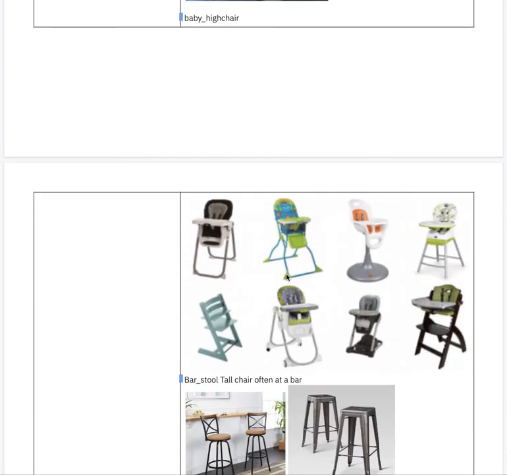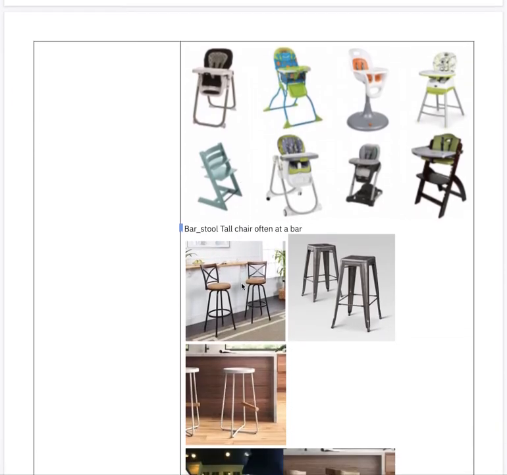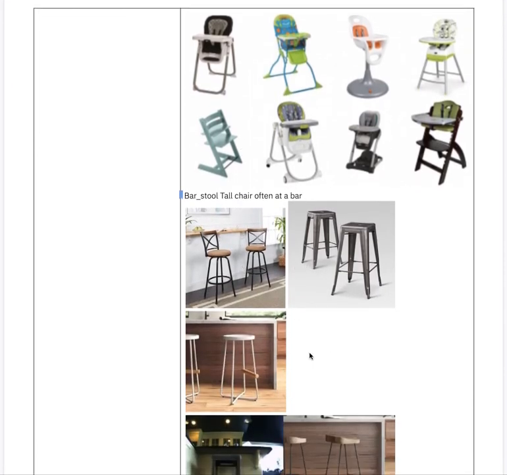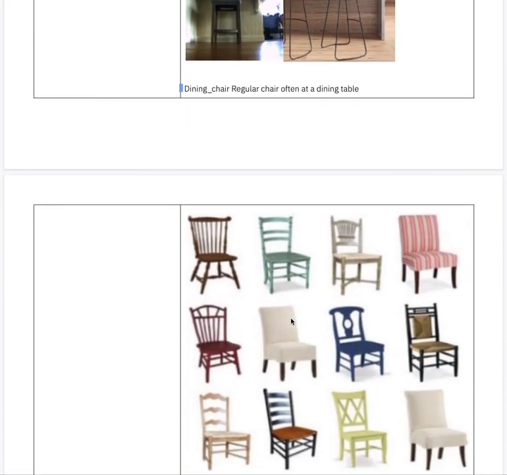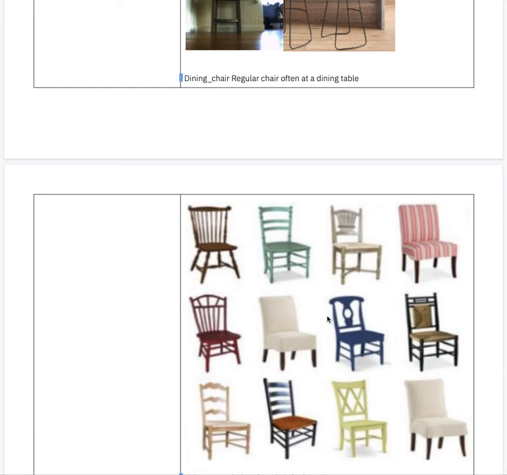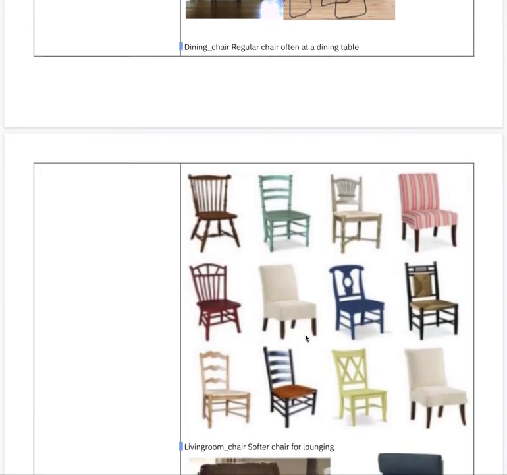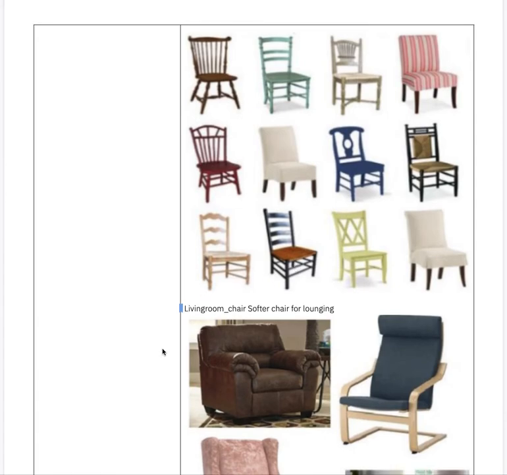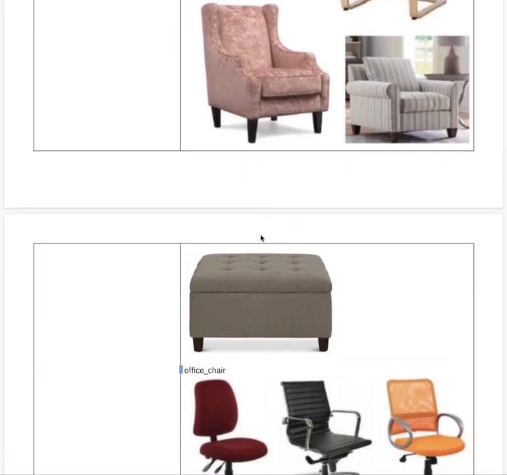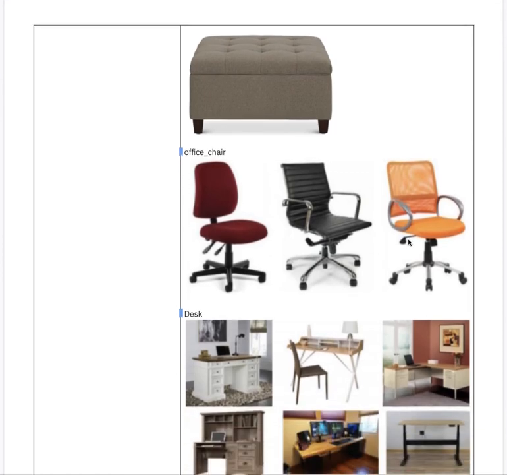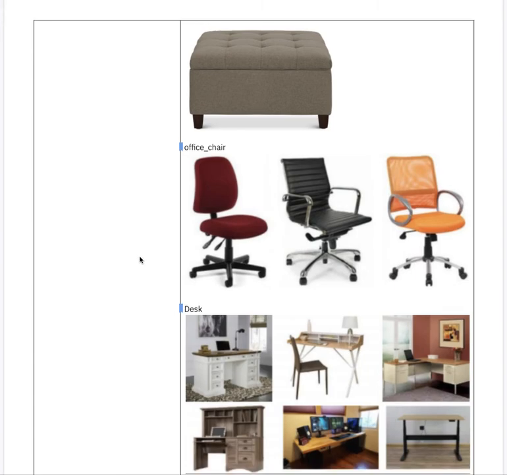But baby high chairs, chairs for tables, bar stools, sort of these tall stools that you'll see. Dining room chairs, often around the dining table, but not always. Living room chairs are usually these softer chairs, often found in the living room. Sometimes they don't have any backs, for example, like this. Office chairs often have this swivel. You'll often see them in offices, but again, they could be anywhere.